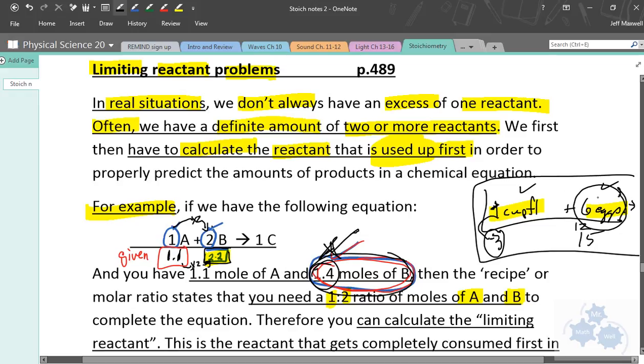It's like this 1 to 2 ratio. You see that? If I have one of these, I need 2 of these. So if I have 1.1, I need 2.2 moles of B to react with it.